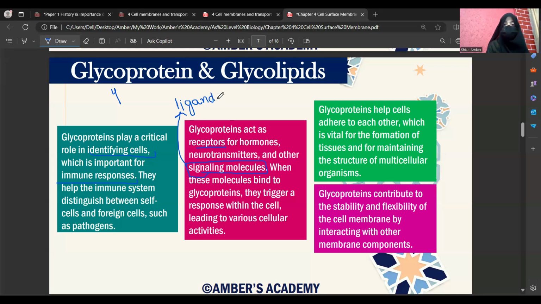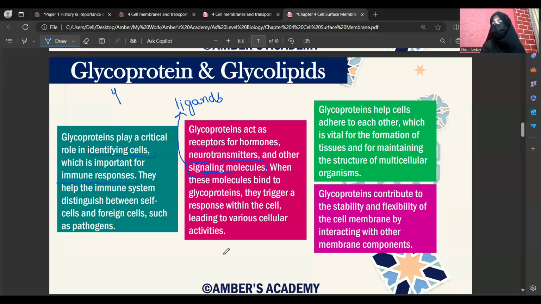I do appreciate that you are a part of live classes, but I will also appreciate the fact when you'll be attentive. ठीक है. चलिए, when these molecules bind, meaning when these ligands bind to glycoproteins, they trigger a response within the cell, leading to various cellular activities. This is one of the functions of glycoproteins.